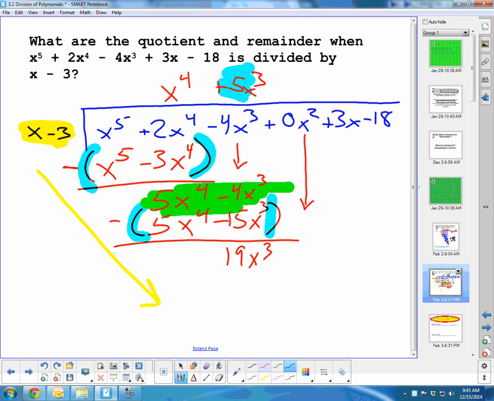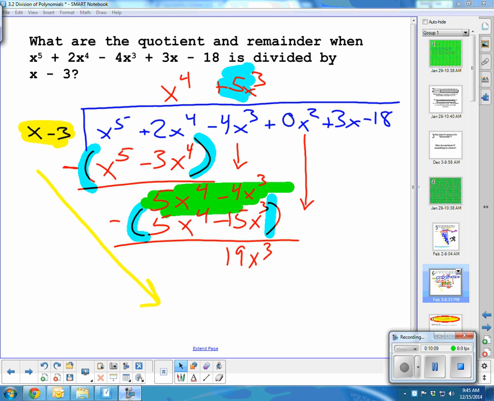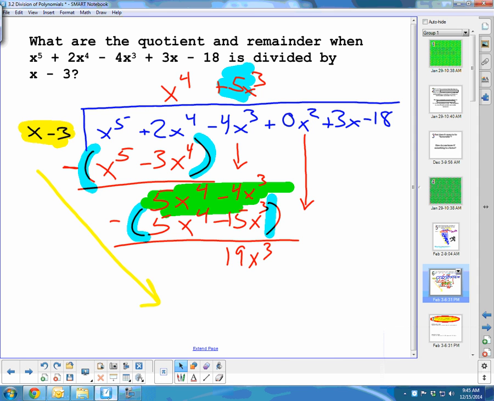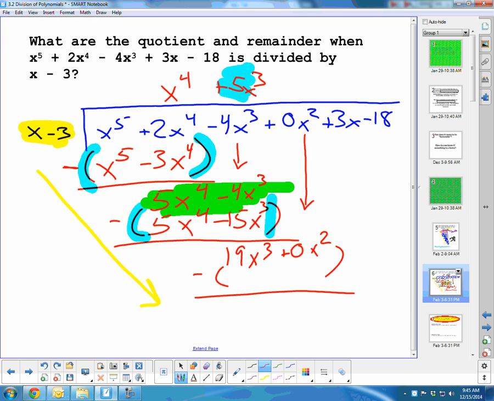In a numeric example, if you had zeros in the place there, you would just continue through. You would not have it gone. You'd have a 0 in its place. So I'm going to bring down this 0, so plus 0x squared. I'm going to put my parentheses and my negative in there. You don't have to do that, but it helps me think about it.